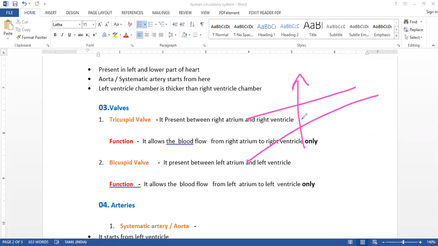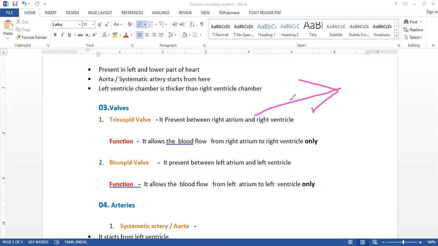If you take the tube only, it will happen. So valves only allow one-way flow. So that's the point, right? As I said earlier, look at this one. The valve allows the blood flow from left atrium to left ventricle only, because it cannot go back. I hope you got this one, right? And also, okay, let's move to the next one.